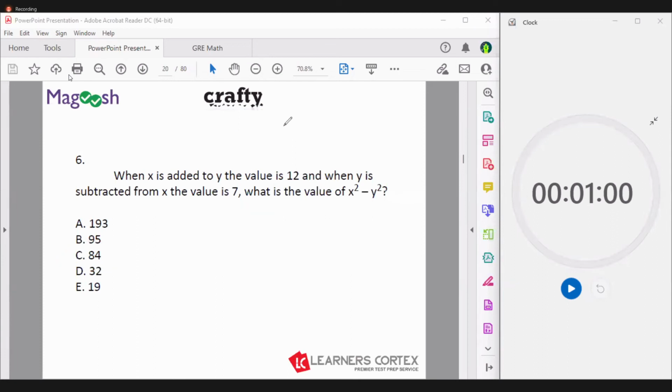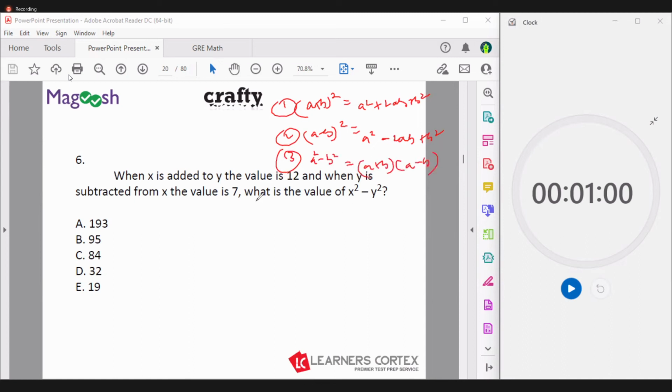Remember the basics of algebra, the formulas that I gave. The first one is a plus b whole squared, which is a square plus 2ab plus b square. Then a minus b whole squared is a square minus 2ab plus b square. The third one, the one that we discussed, a square minus b square, is a plus b times a minus b.